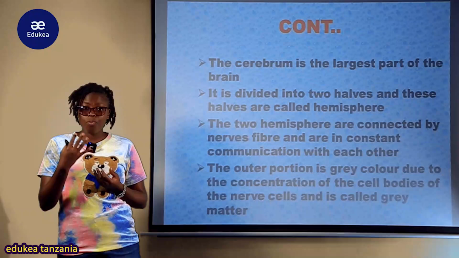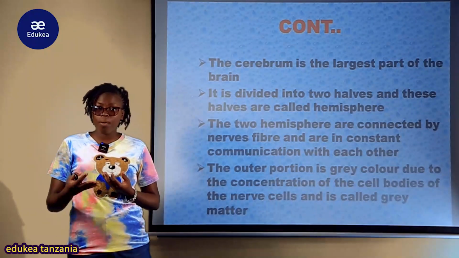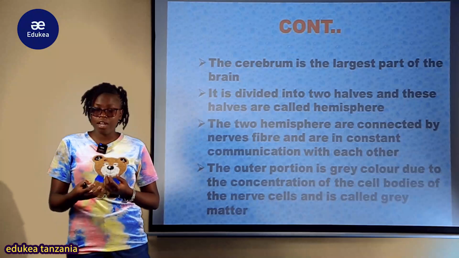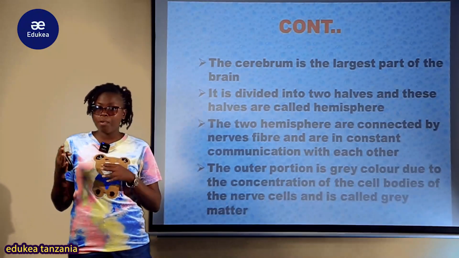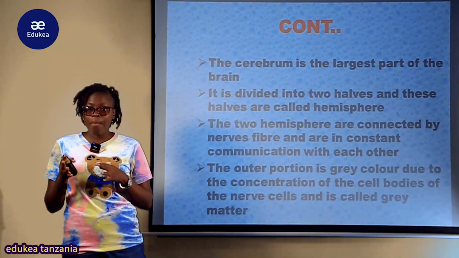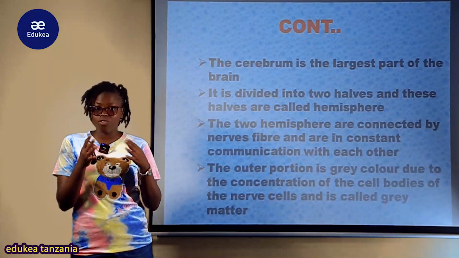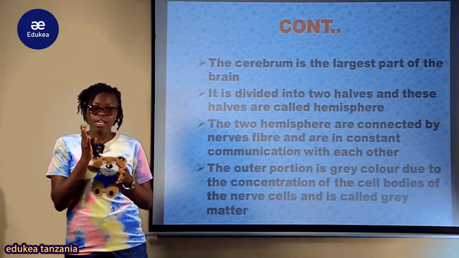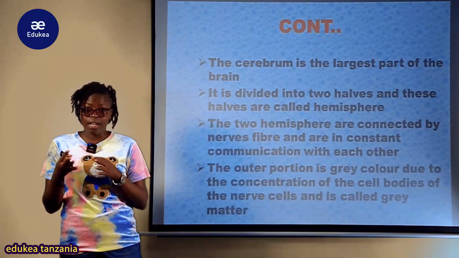So ukiangalia katika ubongo wa binadamu kuna ubongo wa mbele, ambapo kwenye ubongo wa mbele kuna this structure ambayo ni largest portion ambayo inaitwa cerebrum. This cerebrum ukiangalia is made up of two hemispheres or two halves, ambapo zote zimekuwa connected to each other, zinakuwa zina depend na kila mmoja anakuwa na function yake, the right hemisphere pamoja na left hemisphere.